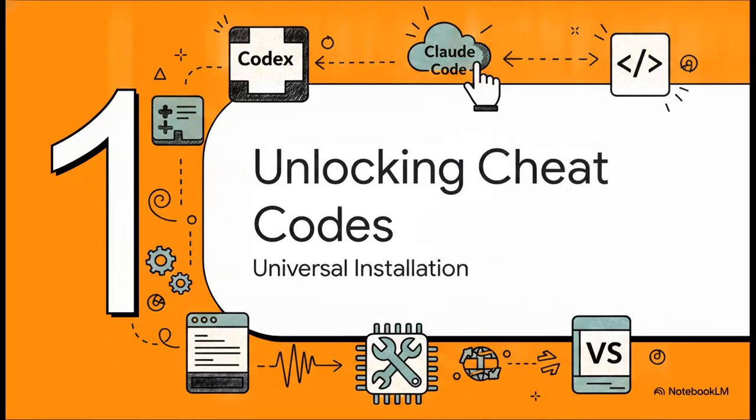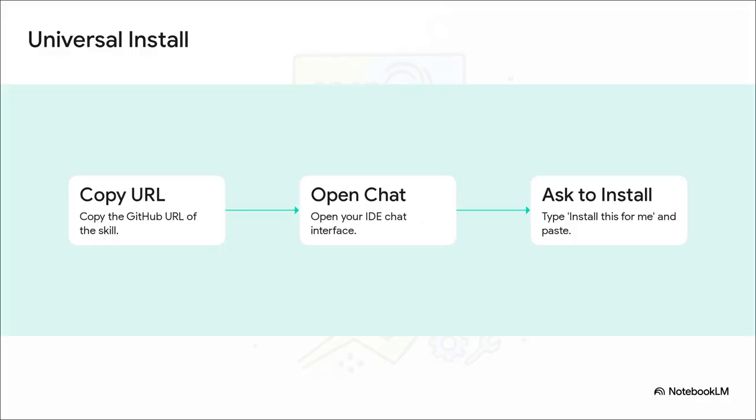All right, Section 1, Unlocking AI Cheat Codes, specifically through universal installation. Whether you happen to use Codex, Claude Code, Cursor, or Visual Studio Code, the community has made deploying these skills ridiculously easy. And you definitely don't need to be some command line wizard to do this. It's literally just 3 steps. Step 1, you grab the URL from the creator's GitHub. Step 2, you open up your IDE's chat interface. And step 3, you just type "install this for me" and paste the link. The AI reaches out, grabs the files, and upgrades itself. It really is that incredibly simple.